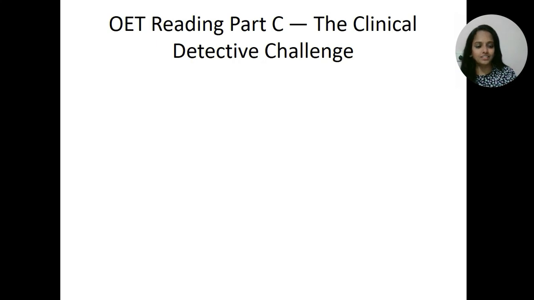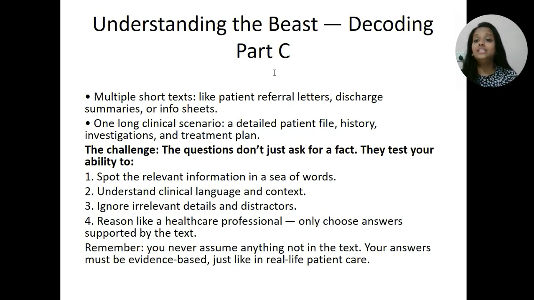Ready? Let's get started. The first one is understanding the beast, decoding Part C. It's more than just reading. First things first, what exactly is Part C? It is usually the longest, most complex section of the OET reading test. You will face either multiple short texts like patient referral letters, discharge summaries, or information sheets, or one long clinical scenario with a detailed patient file: history, investigations, and treatment plan.